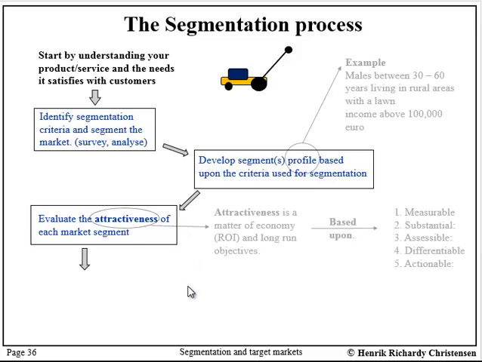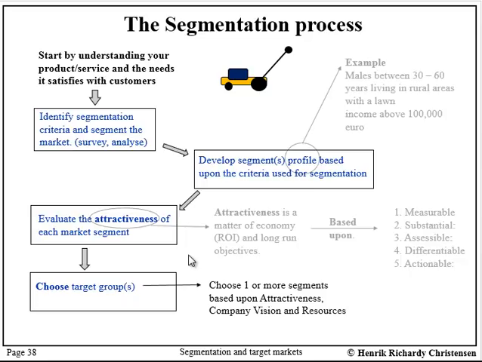Now, after the attractiveness, we have to choose target groups, because we may have found several segments, but we may not be able to address all of these segments, and therefore we have to choose which target groups we are going to address. So we choose one or more segments based upon the attractiveness that we found up here, and based on the company vision and the resources that the company has.